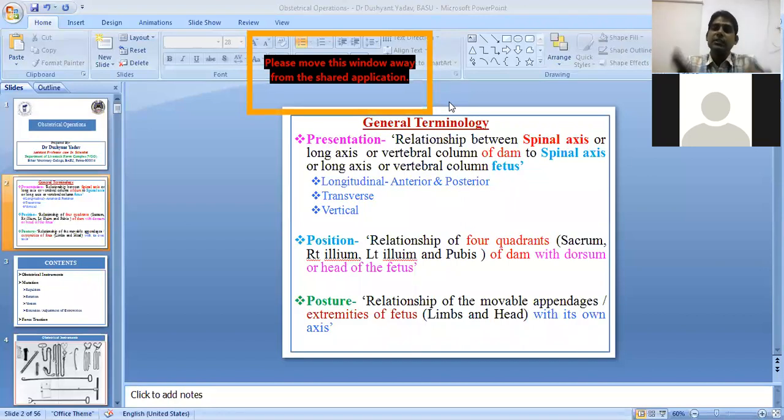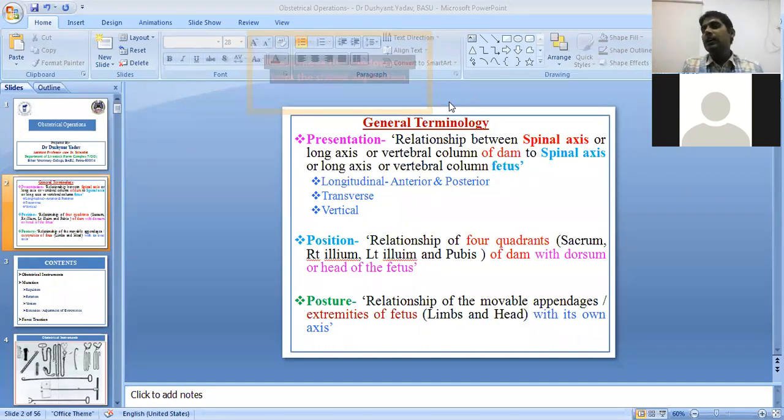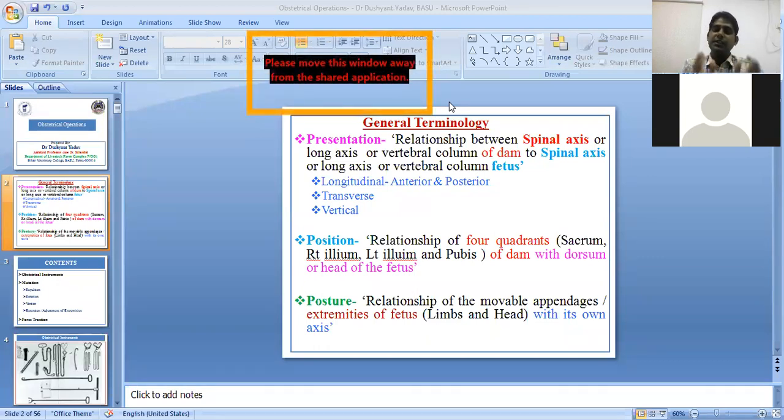Like army men take a position, that's why it is called the position. And next is the posture. Posture is nothing but the relationship of the movable appendages. Movable appendages means the extremities of the fetus, like the limbs and head. Either forelimbs or hind limbs or the head. These are called the appendages or extremities of the fetus.